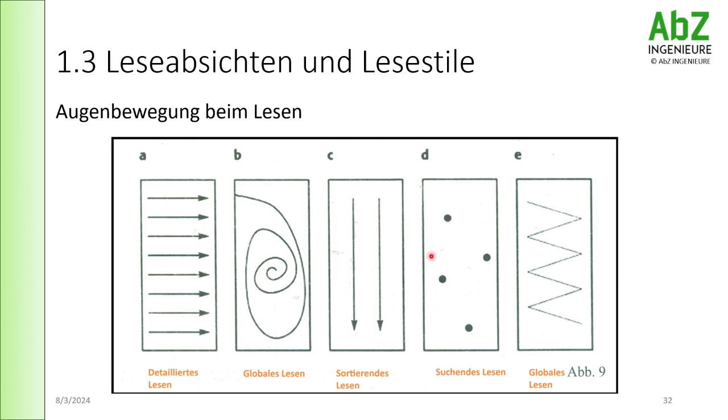Suchendes Lesen, you just read particular points. So one point here, two here, three here, four here. You can have another way of globales Lesen as well, which will go zigzag. So based on your eye movements, which we know from learning our own text, we can still remember the reading styles.